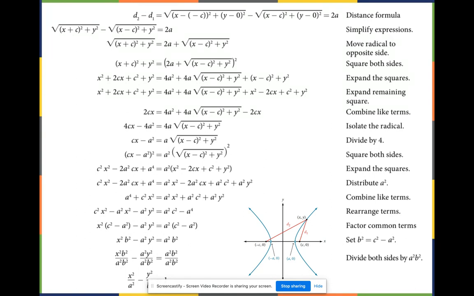At the bottom is our equation for a hyperbola. So again, you can pause the video and really think through this, or look in the textbook, or you can just keep moving along if you'd rather not think about this.